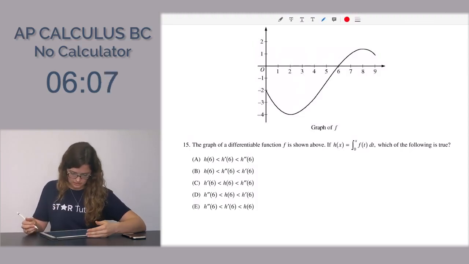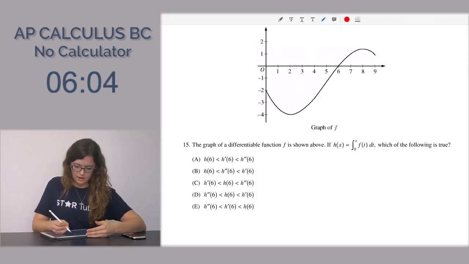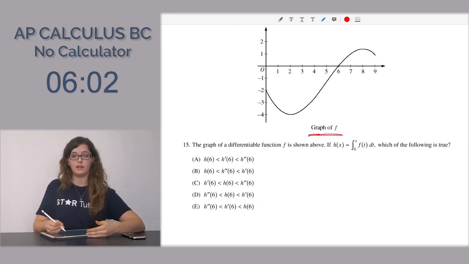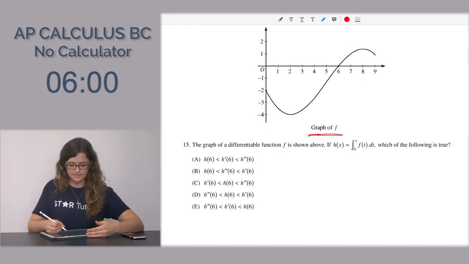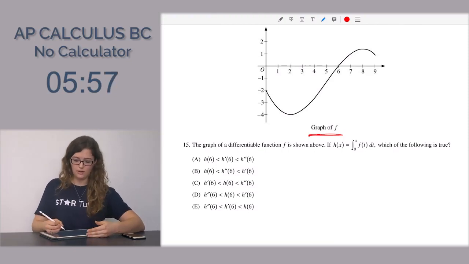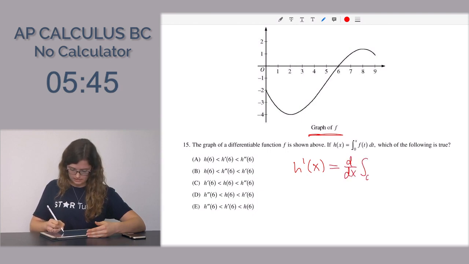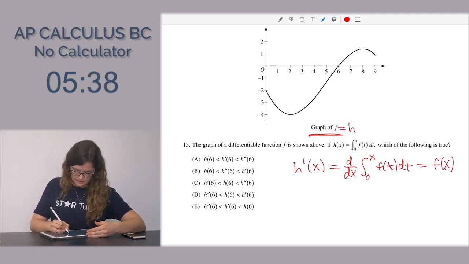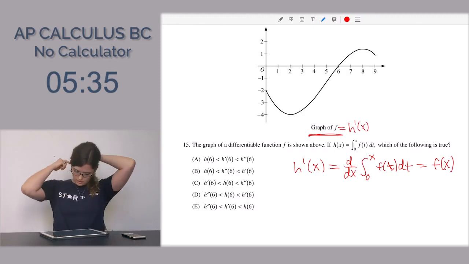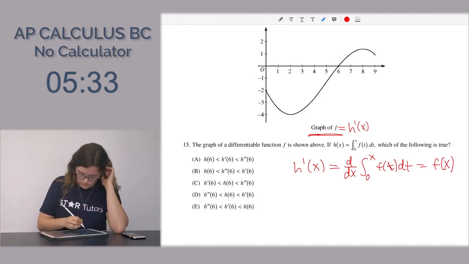Let's do this. Okay, so h of x, they give me the graph of f. They tell me h of x is the integral from 0 to x of f, so h of x is defined by the area under the curve of f that I see. Right away, the second fundamental theorem of calculus tells me that the derivative, h prime of x, is the derivative with respect to x of the integral from 0 to x of f(t) dt, which is just f of x. So f of x is h prime of x. That's good. And they want me to know something about the values at 6.